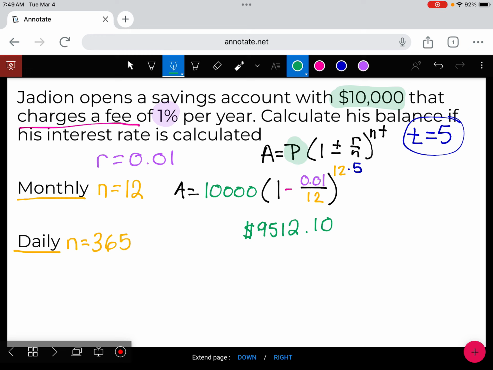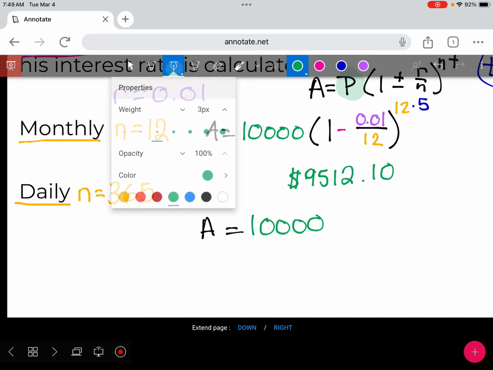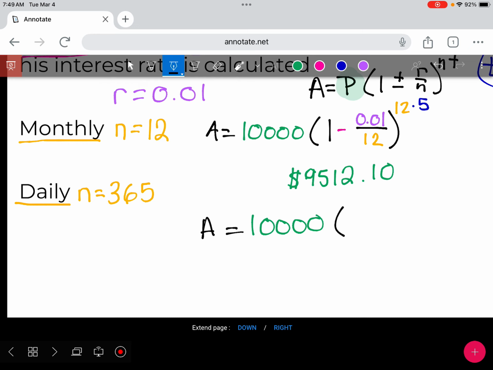So the only difference between this monthly and doing this daily is we're going to change that 12 out to be a 365. So it's going to get real big real fast. So everything else stays the same. When we give you different compounding amounts, everything else stays the same. The only thing that's changing is our n.